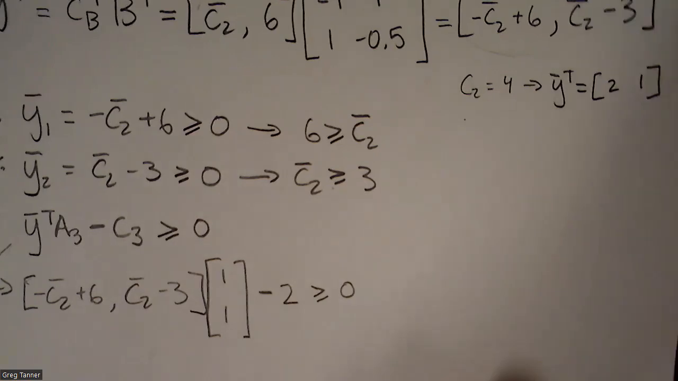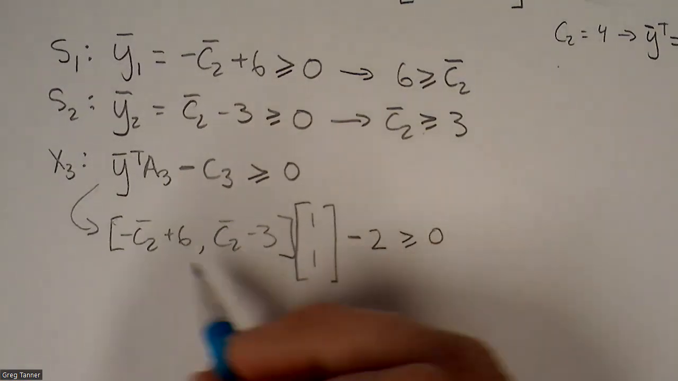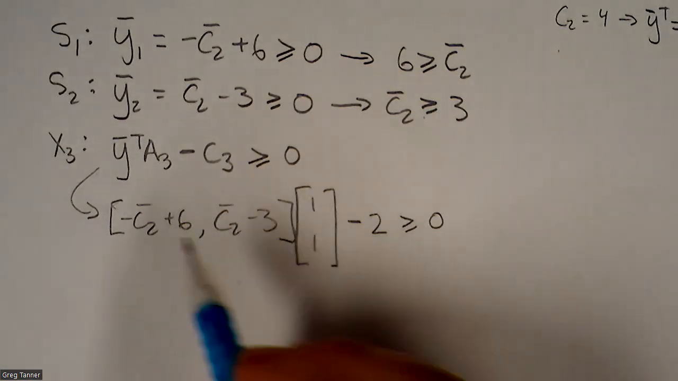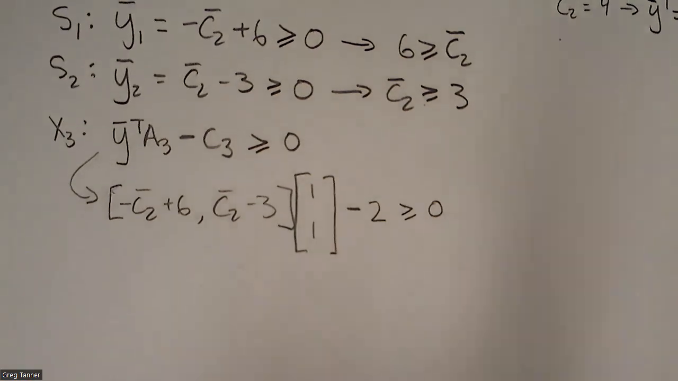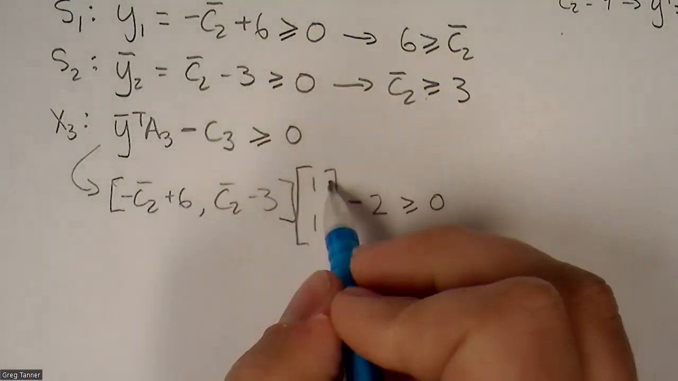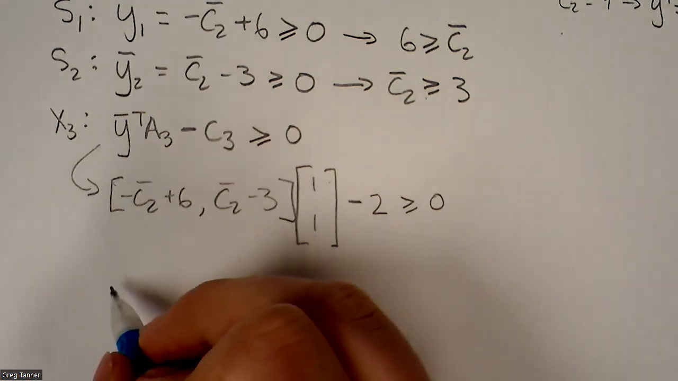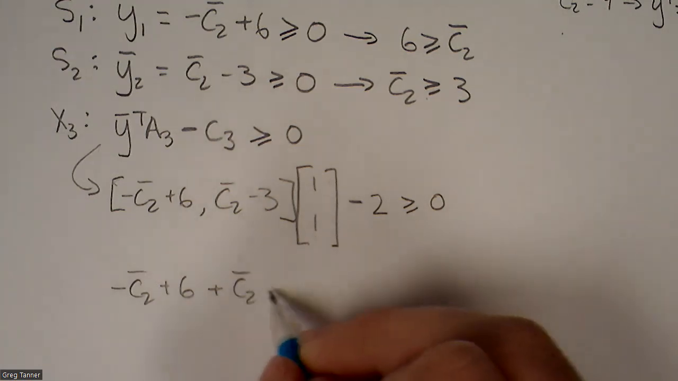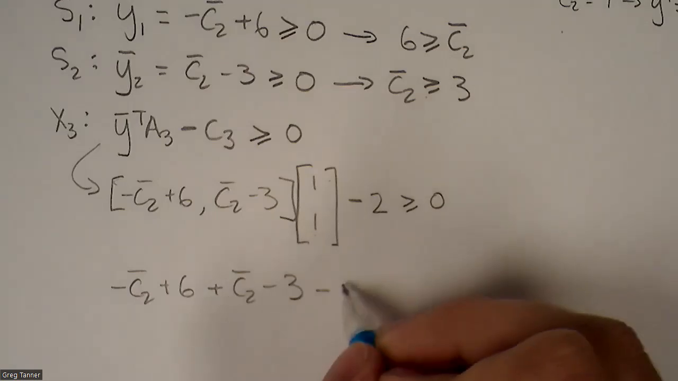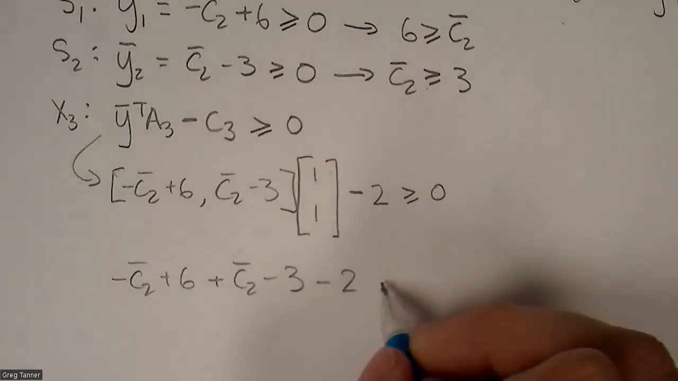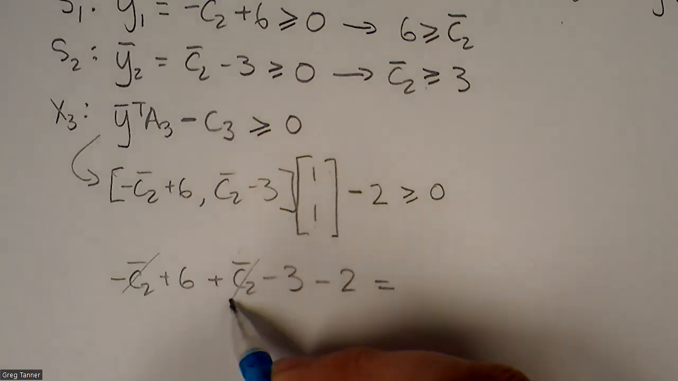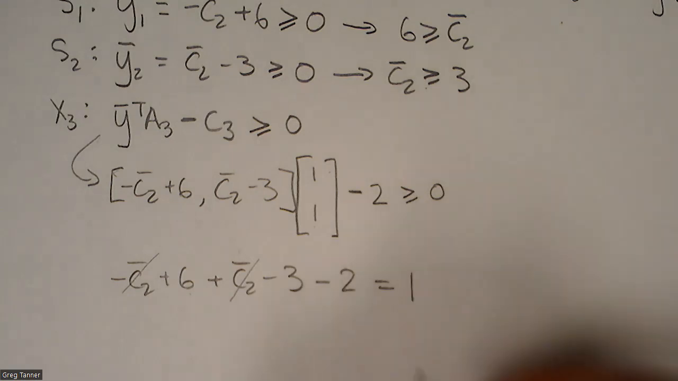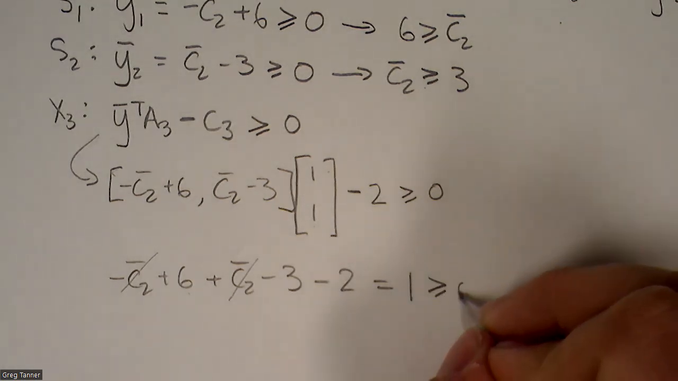Let's go ahead and do this vector-vector multiplication, where we multiply a row vector by a column vector. Whenever we multiply a row by a column, we'll get down to just a single number. So we take this times 1 plus this times 1, and that will give us negative C2 bar plus 6 plus C2 minus 3 minus 2. And these are nicely going to cancel out. We're going to get 6 minus 3 minus 2. That's going to be 1, and it just so happens that 1 is greater than or equal to 0.